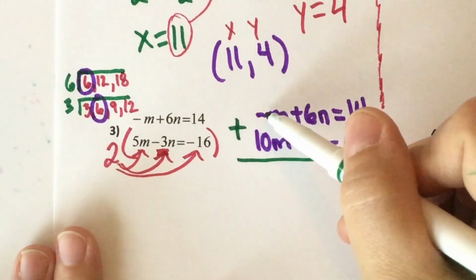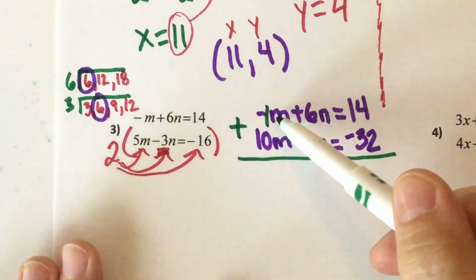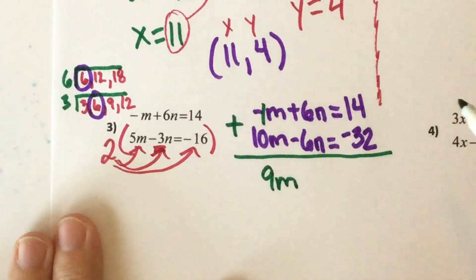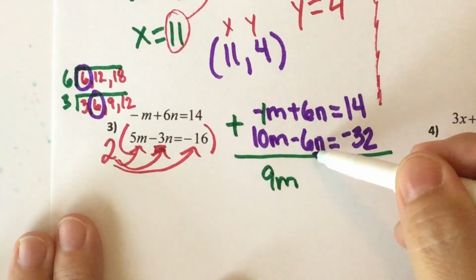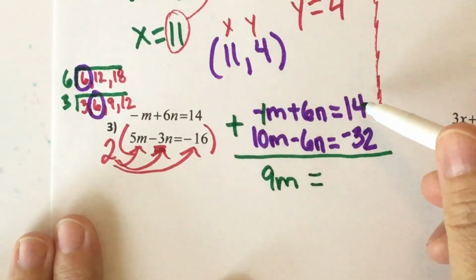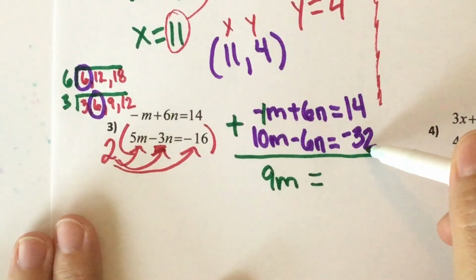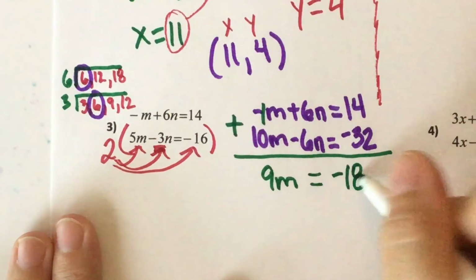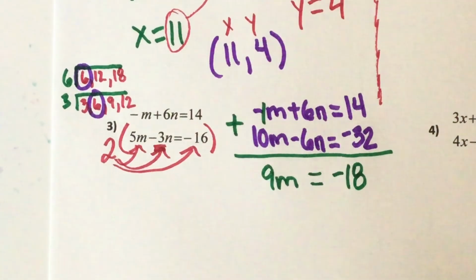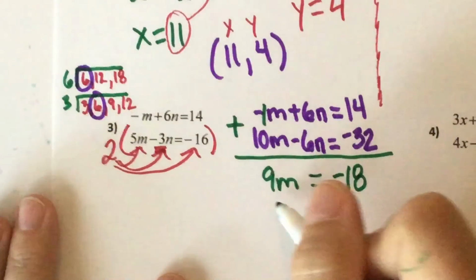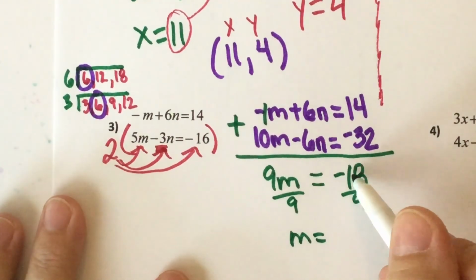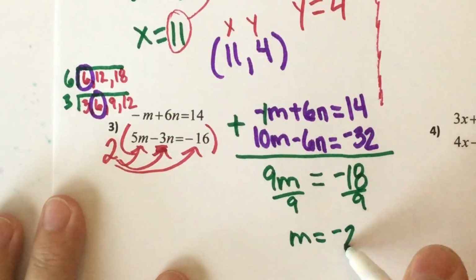So here we go. Remember there's a negative 1 here. So negative 1m plus 10m makes 9m. 6n plus a negative 6n makes 0. Shoop, eliminated. And 14 plus negative 32 makes a negative 18. And then to get m by itself, what would you do? You would divide by 9. And negative 18 divided by 9 makes negative 2.